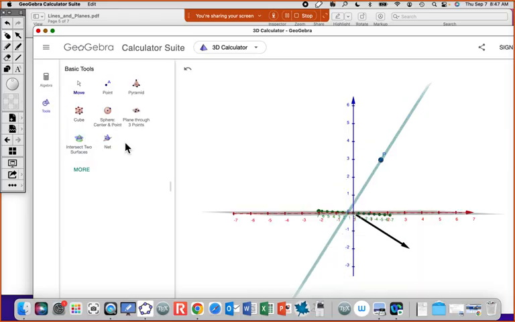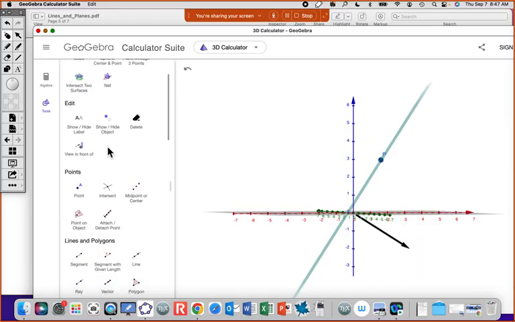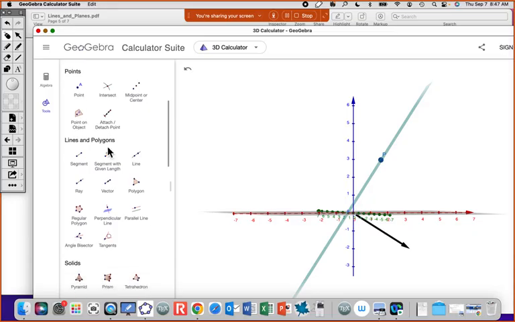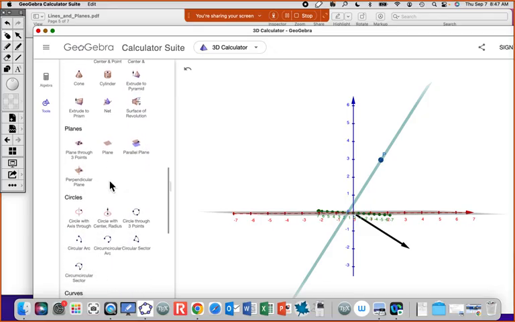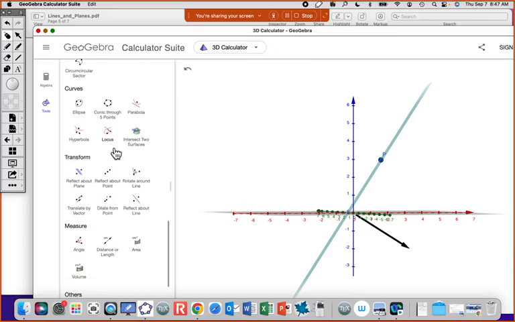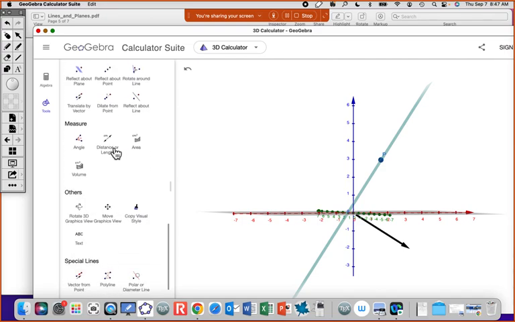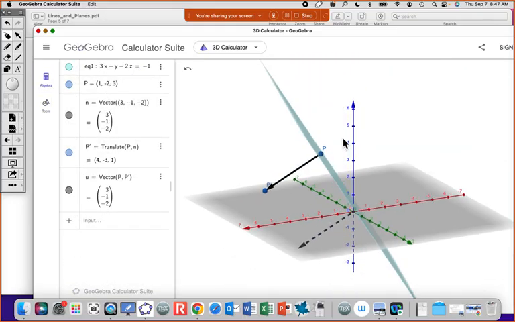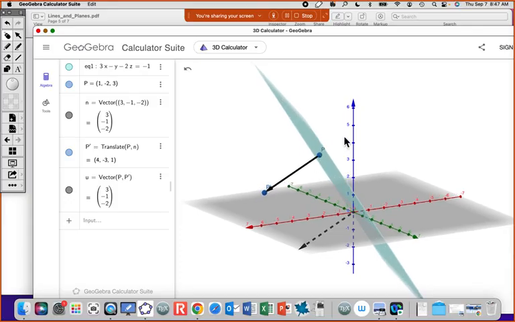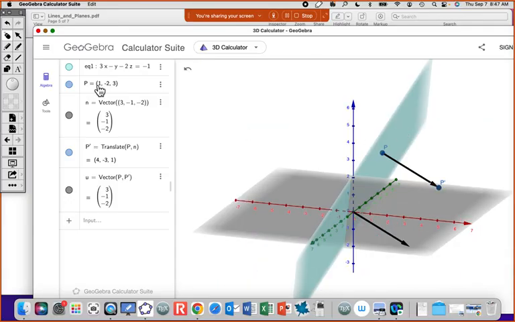We can go to our tools, and then we can do, we did this yesterday, there's a vector from point, transform, vector from a point. Select the starting point in the vector, so we'll select our point P and select our vector n. There it is. And I think you can see how that vector there is orthogonal to the plane. Okay.